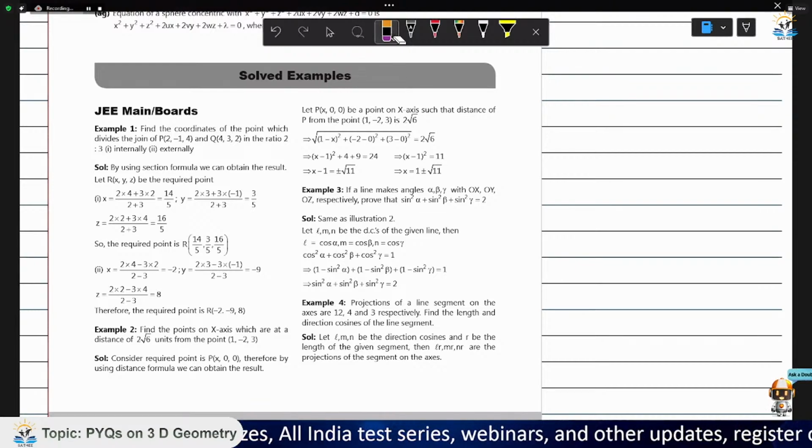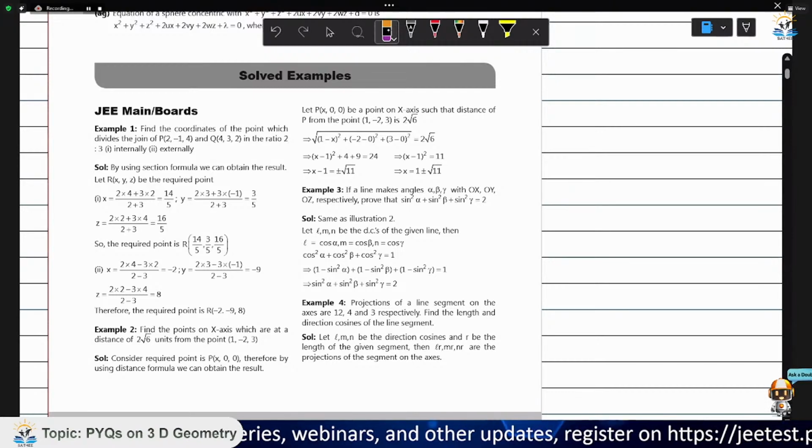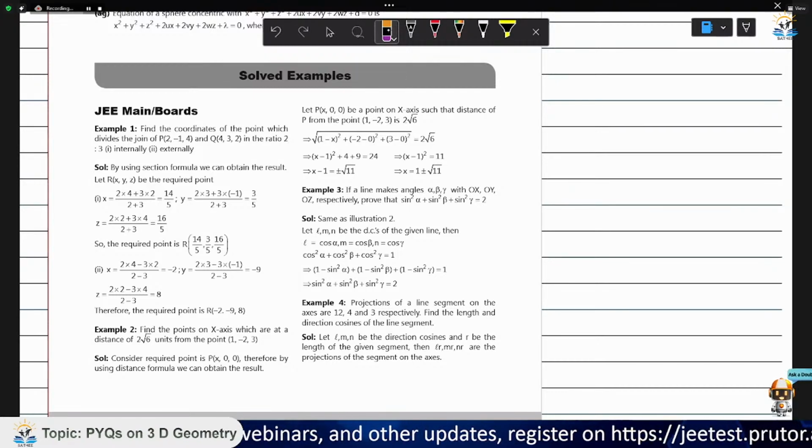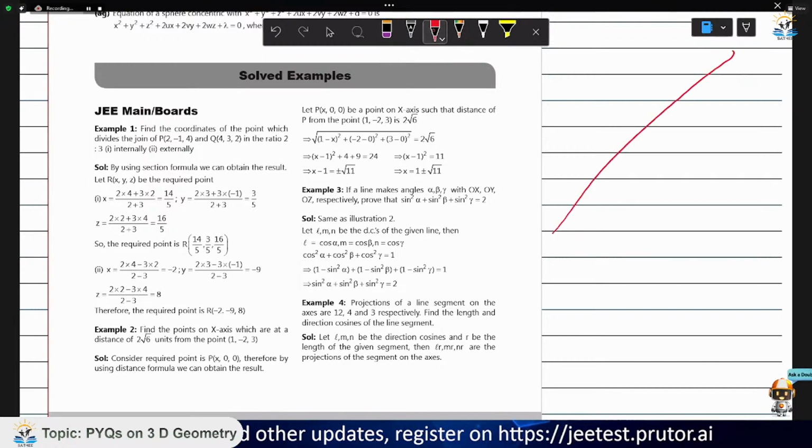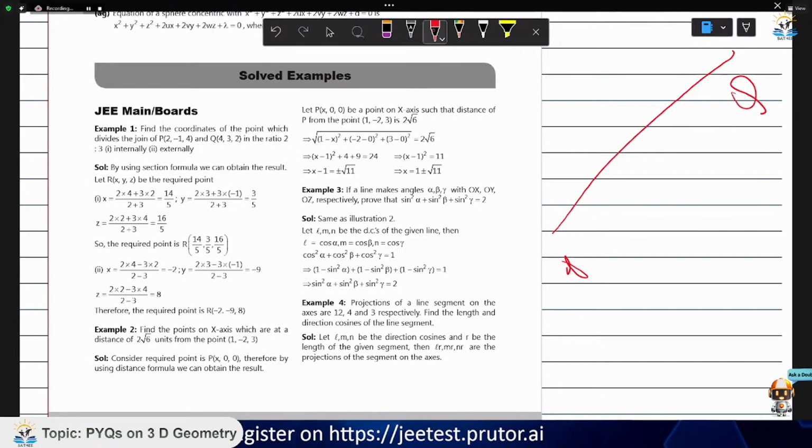So good afternoon, everyone. This is Samarth, and we'll be continuing 3D geometry and doing some PYQs of the same. Without wasting any time, let's start with the first question. The first question says there's a point P, and there's a point Q, and there's another point R which divides the line joining them in a ratio of 2 to 3.